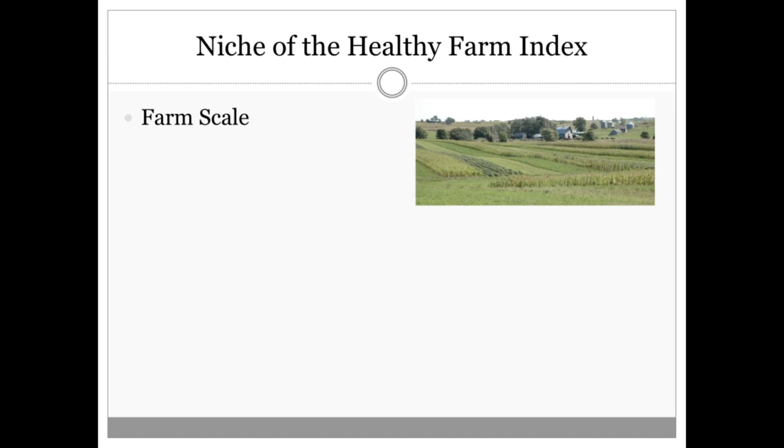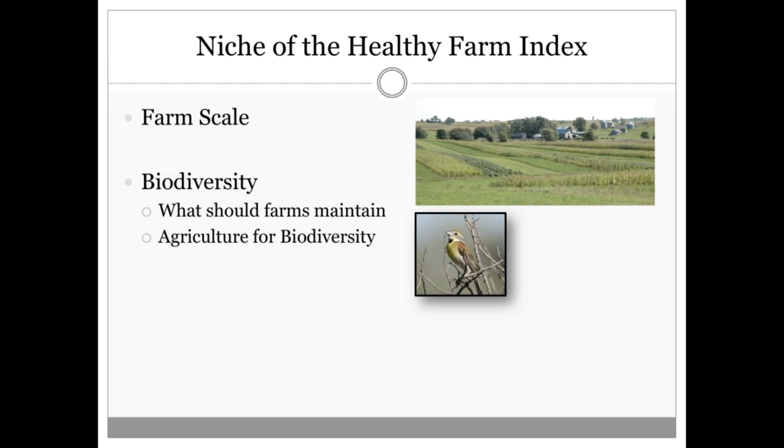So the Healthy Farm Index fills this niche in assessment tools for farms that we felt was needed. In particular, it focuses on the farm scale. We thought this is important because this is the unit of land that an individual has direct control over. They get to make most of the decisions on their property. And so ultimately, it's a unit that is very functional for monitoring and planning.